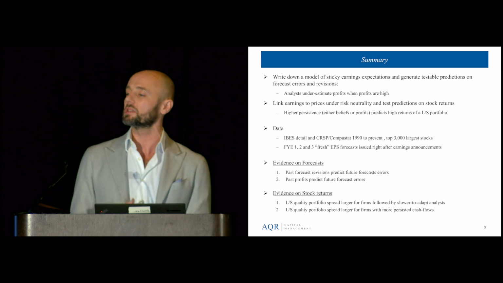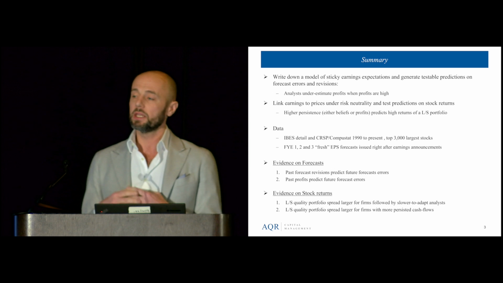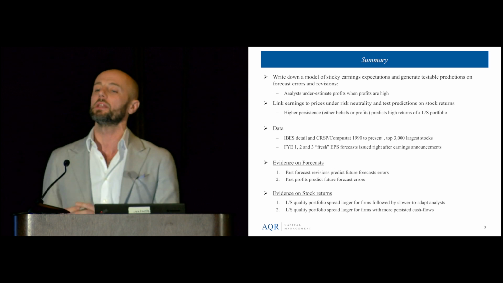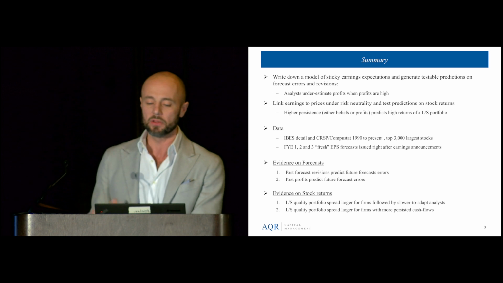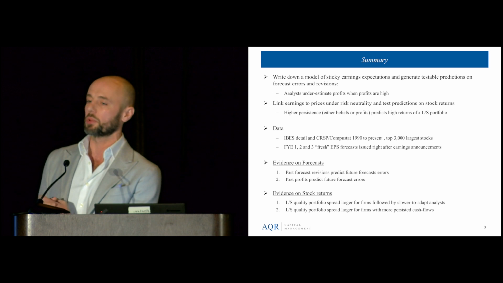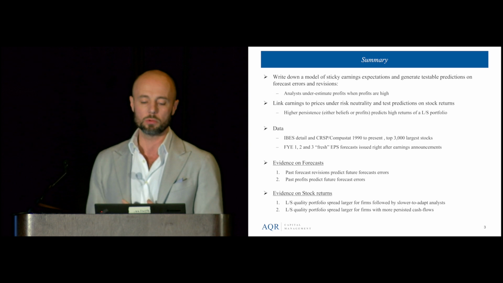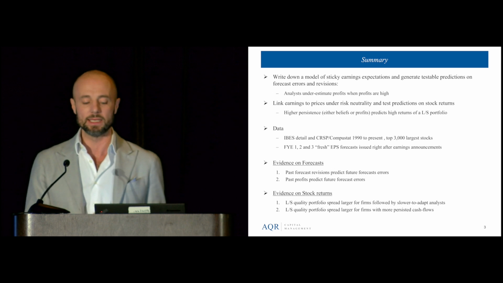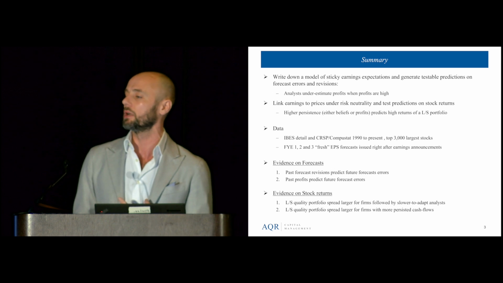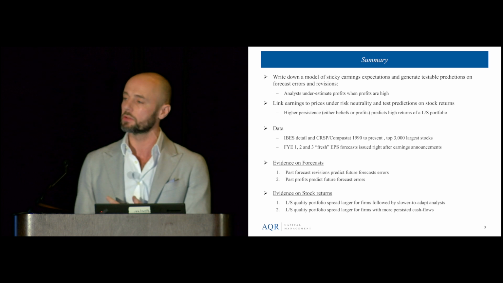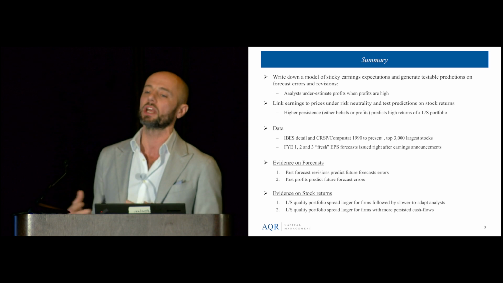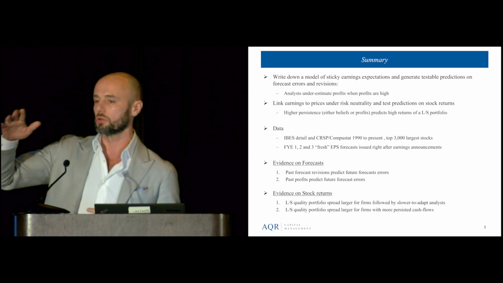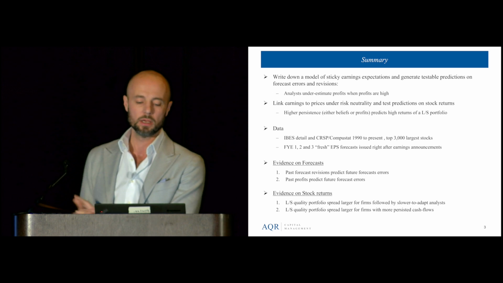and then they link earnings to prices with a simple asset pricing model under risk neutrality, and then test hypotheses: the high persistence, either in the analyst's belief or in the underlying data generating process or in the profit itself, should predict higher return of a long-short spread portfolio that is long high quality and short low quality. They use IBES detailed data and Compustat data from essentially the 1990s to present. They focus on the 3,000 largest stocks, essentially the Russell 3000. They generate what they call fresh 1, 2, and 3 years out forecasts that are issued right after earnings announcements, so there's no revision on the walk down and things like that.